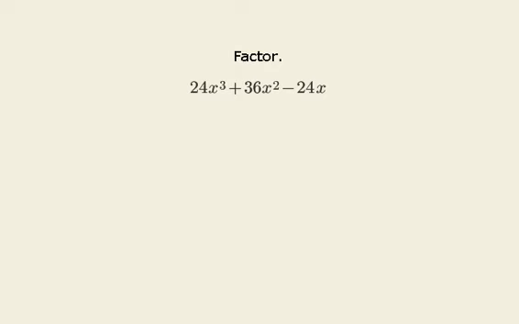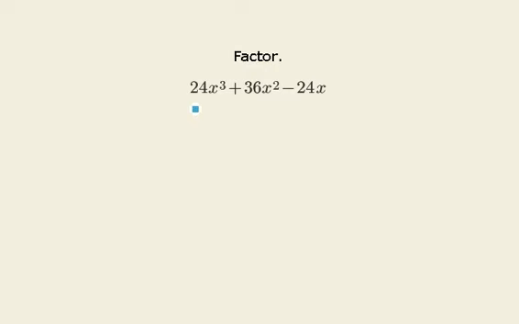Factor 24x cubed plus 36x squared minus 24x. When we want to factor a polynomial, which is just a sum or difference of a bunch of different monomials, what we can do is look at each of these monomials and see if there's a factor that's common to, in this case, all three of them.